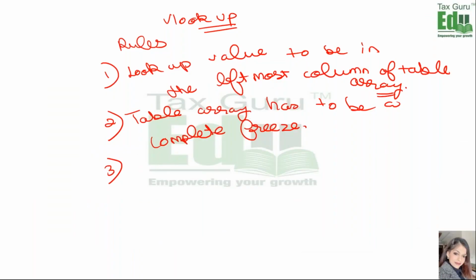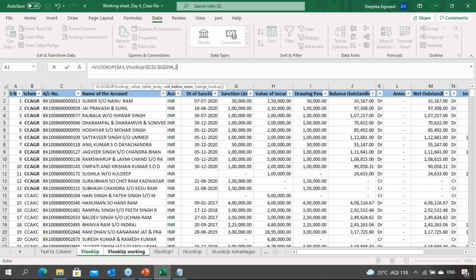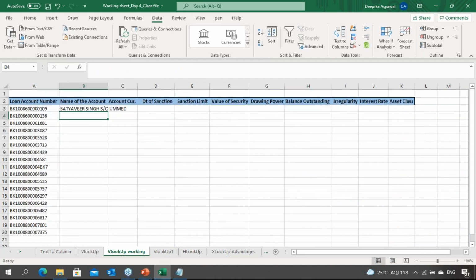So what is the third thing? Lookup value will be searched top to bottom. Okay, so I did that. I selected exact match, bracket close and enter. ठीक है, I got the answer.